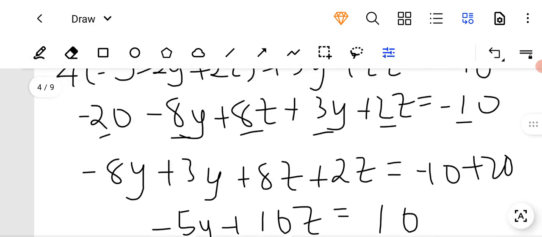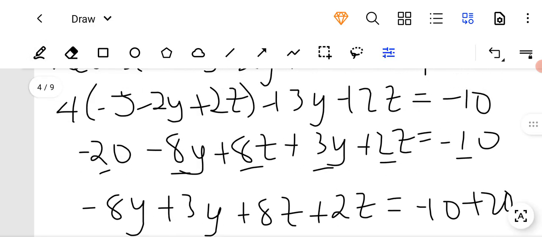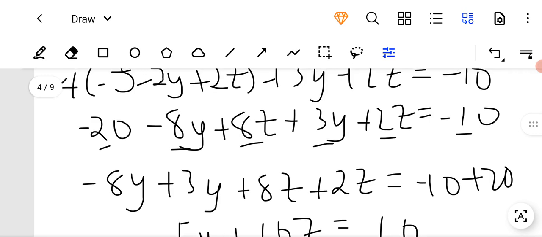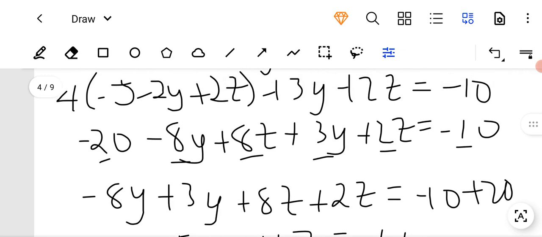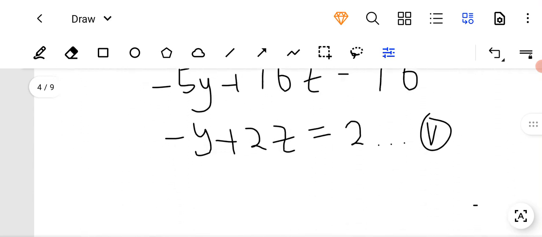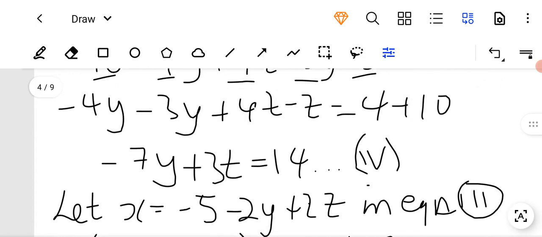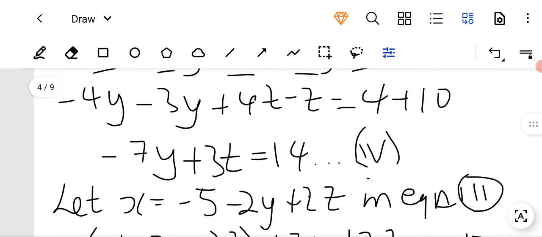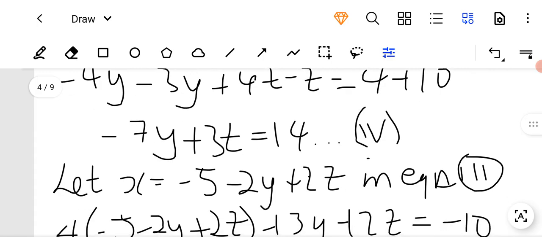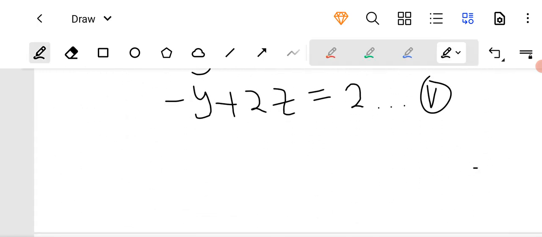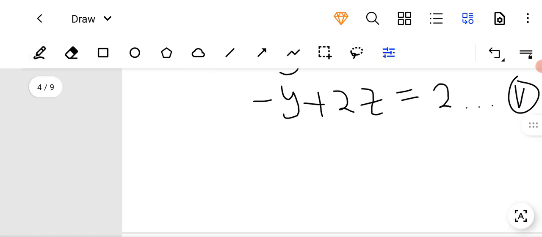Let's just confirm our working. We simplify accordingly. I believe that's okay. Then we solve 4 and 5 simultaneously: negative 7y plus 3z. Yeah, so let's go for that one.